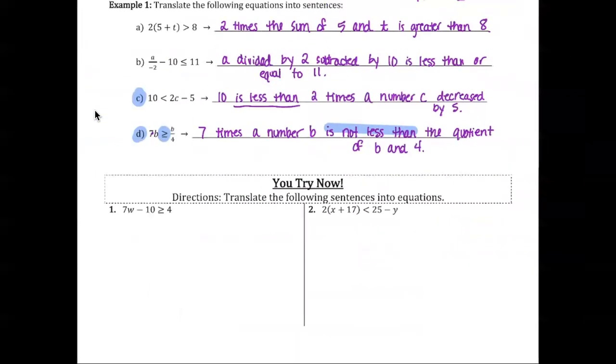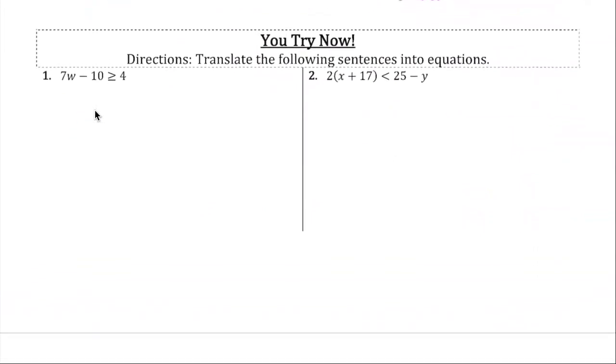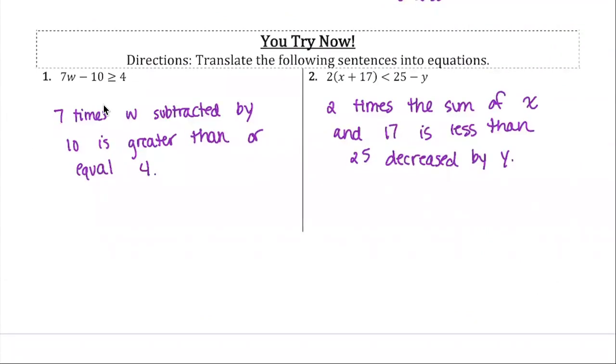Now, there are some you try nows down at the bottom. If you want to pause your video now and give them a shot, see how you do. All right, answers are up.